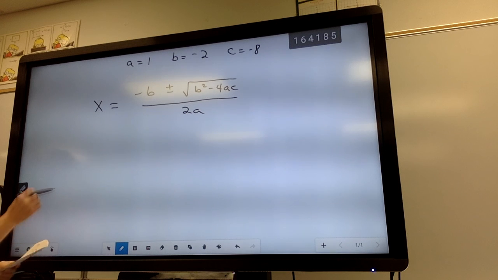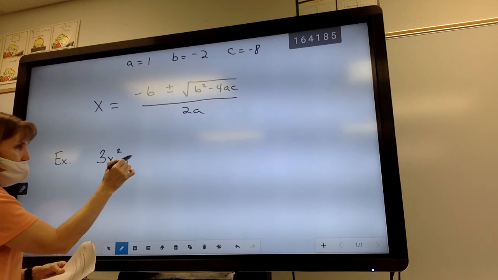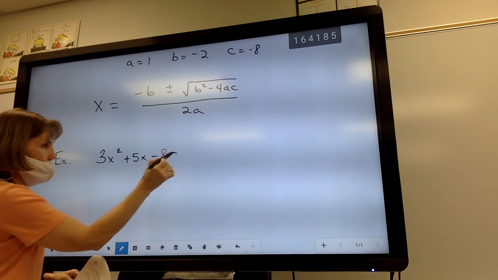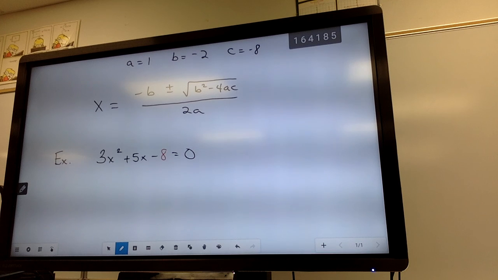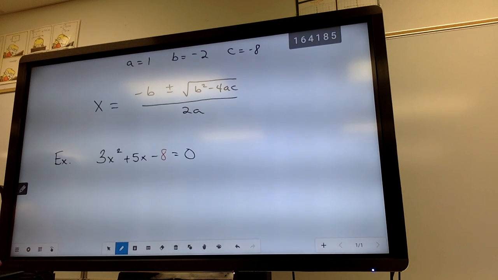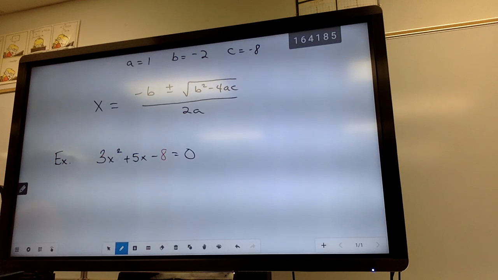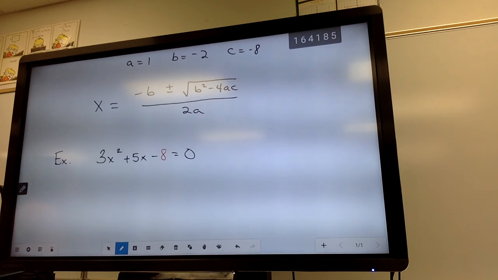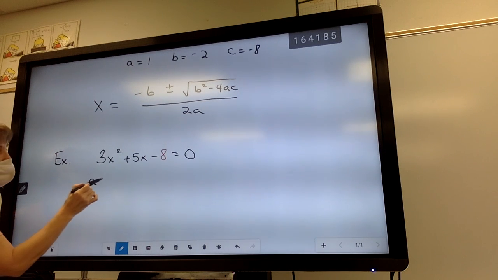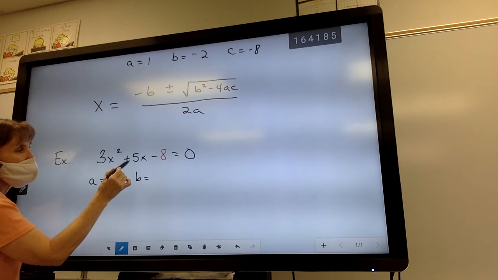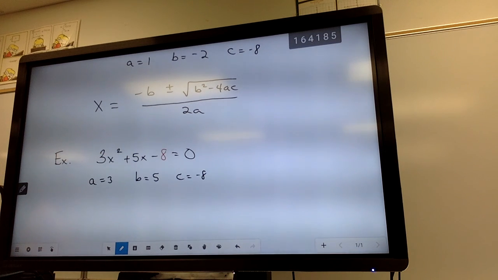Well, on this worksheet, you're going to be given something like 3x squared plus 5x minus 8 equals 0. Typically, we use this when it doesn't factor. So if I go to find the factors for this and I can't find factors, then I resort to the quadratic formula. Okay, I'm not even going to check to see if this is factorable. I'm just going to say, with this, a is equal to 3, b is equal to a positive 5, and c is equal to a negative 8, and I'm going to substitute those values into my quadratic formula.